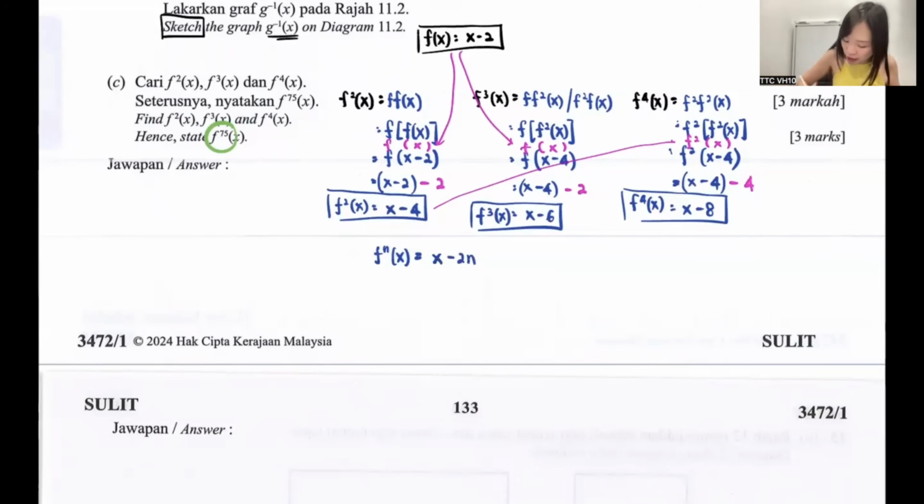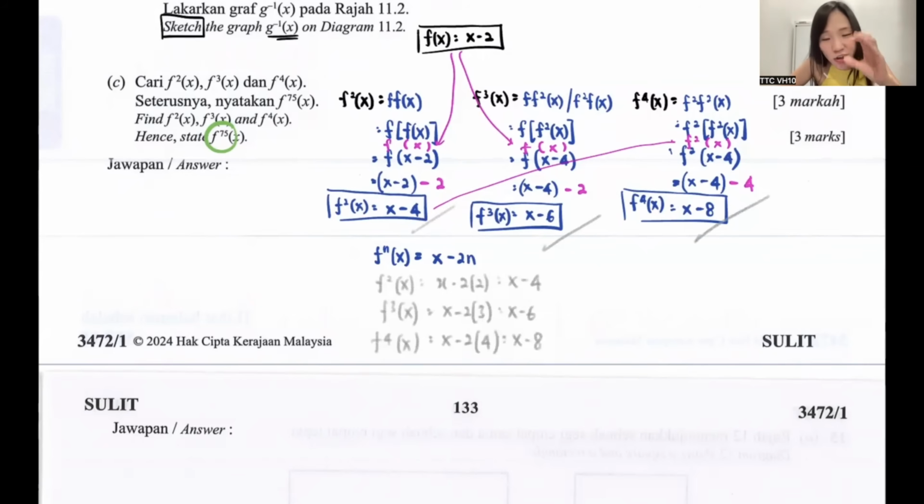So my dear, when n is 2, it's x minus 2 bracket 2. Isn't it x minus 4? Same. Then if n is 3, isn't it x minus 2 times 3? 2 times 3, isn't it 6? Same. If it's f power 4, isn't it x minus 2 bracket 4? Isn't it x minus 8? Same. So my dear, as long as you check like that, it's the same as whatever they say, so quite obvious this equation makes sense.